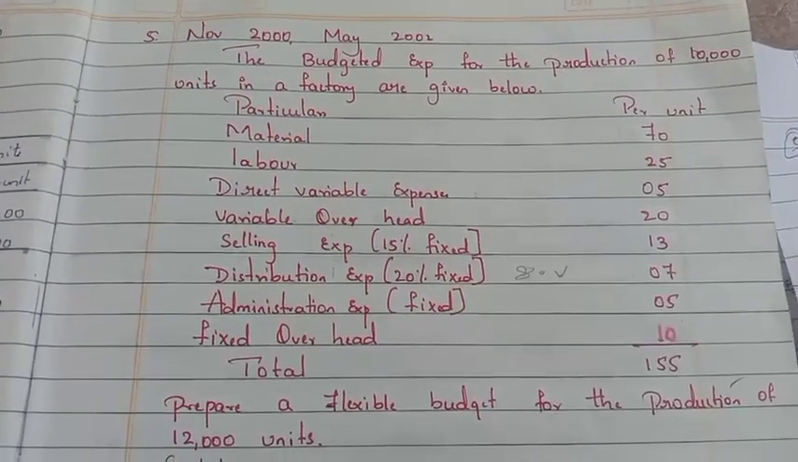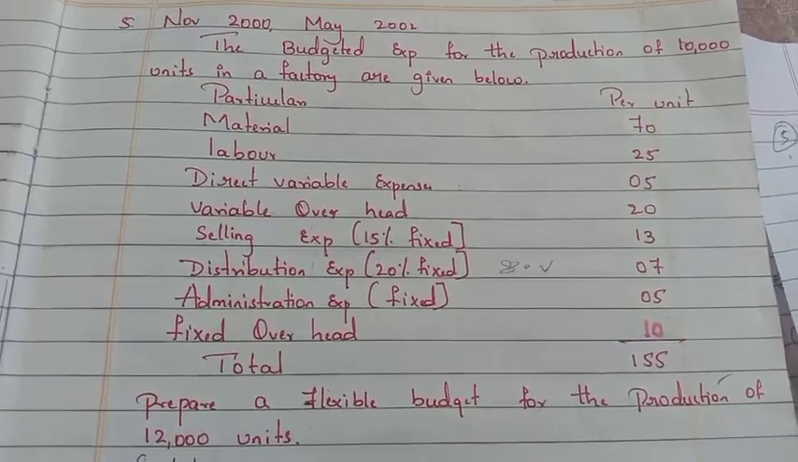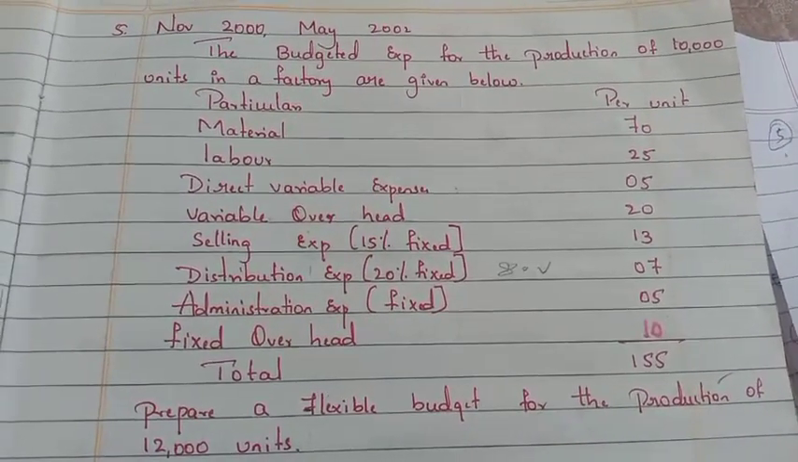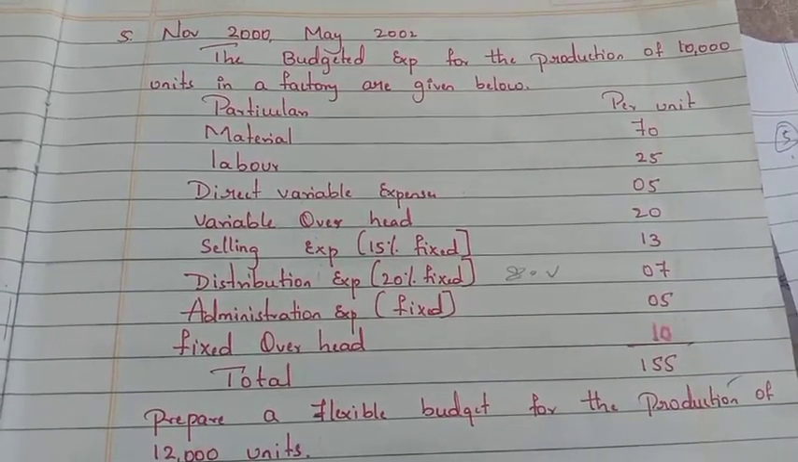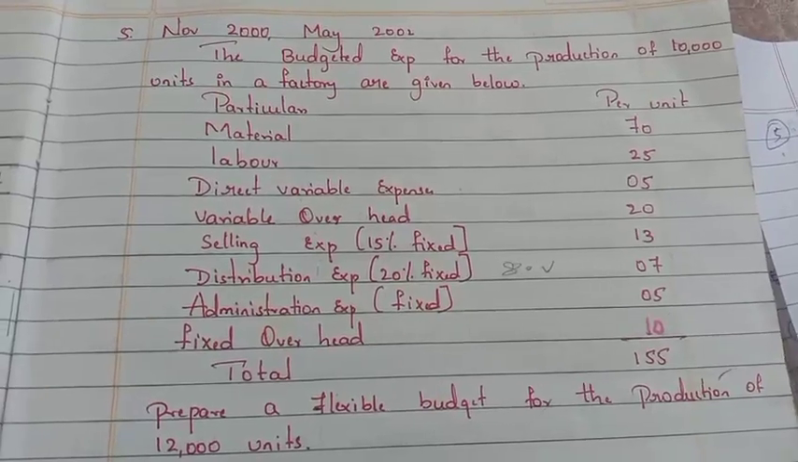Good morning, students. Let's go for the next problem. The budgeted expenses for the production of 10,000 units in a factory are given below. There are two columns, the particulars and the per unit column. So everything per unit is given.